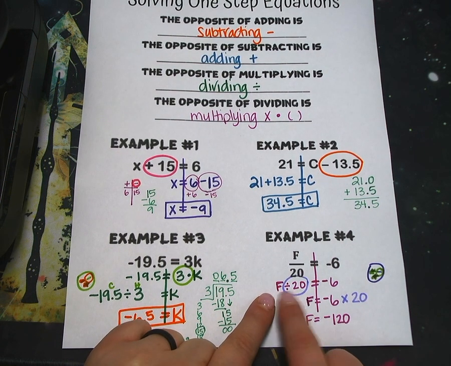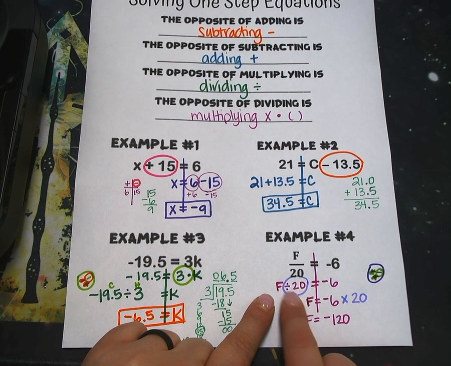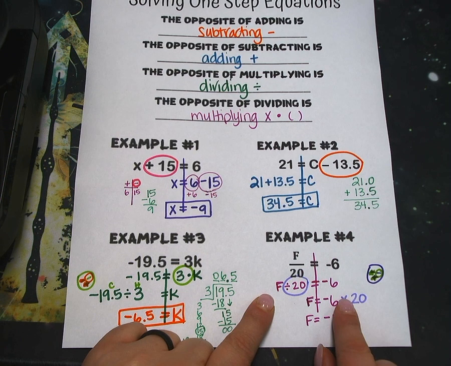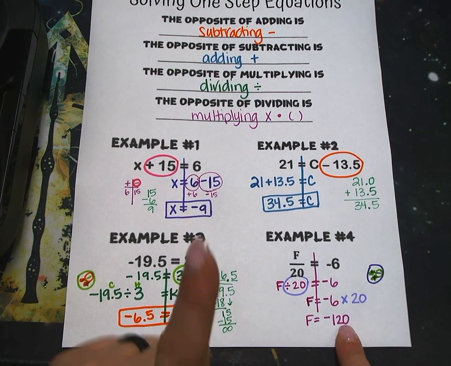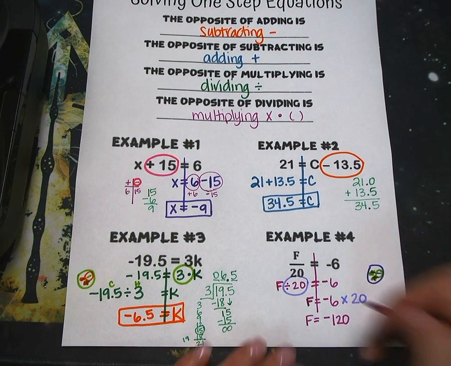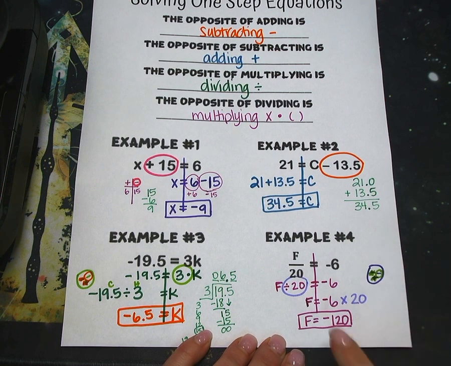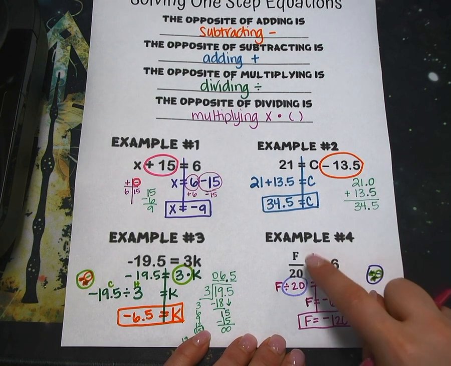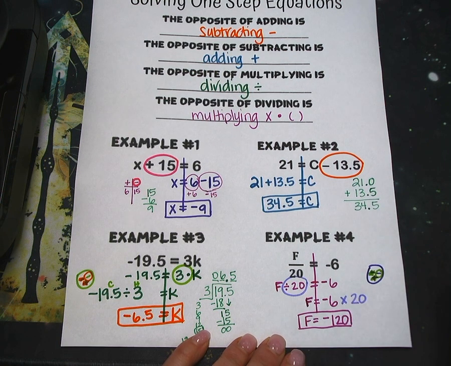Okay? So again, they were dividing. I rewrote it out this way as division. I had to ask myself, what is the opposite of dividing? Well, that would be multiplying. Then I multiply it out, and that is my answer. So one step, the opposite, multiplied, got my answer. So again, I could plug that in if I needed to check myself. I could say negative 120 divided by 20 equals negative 6, which is correct.